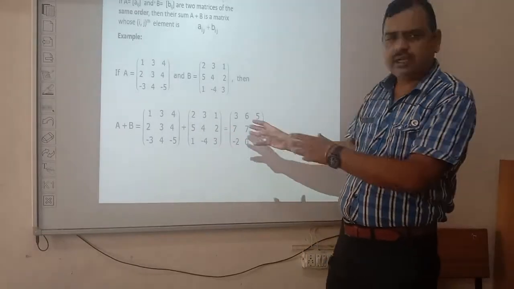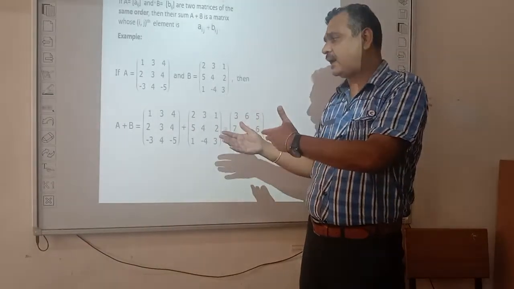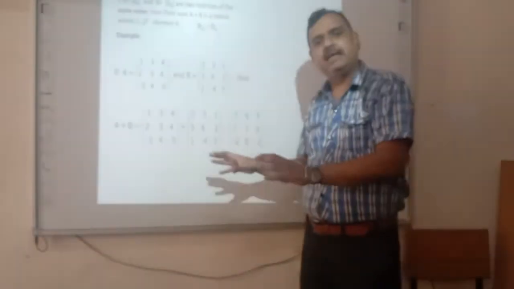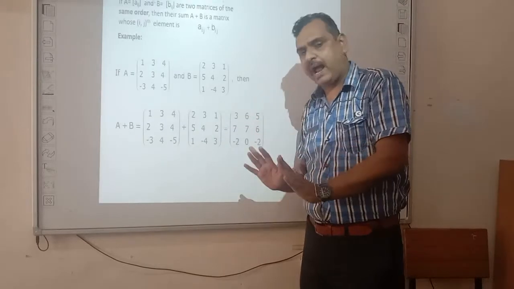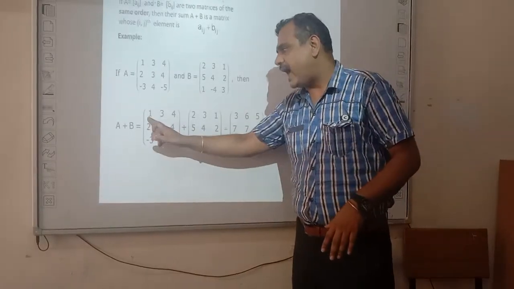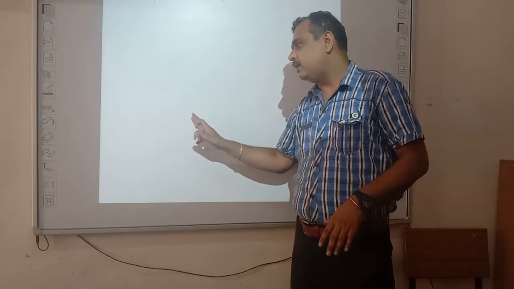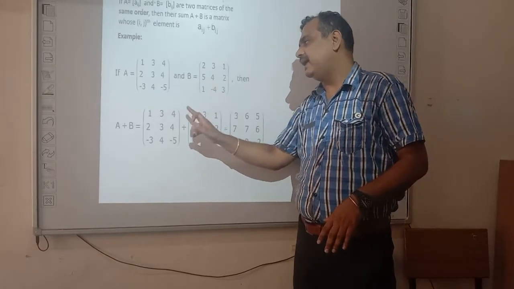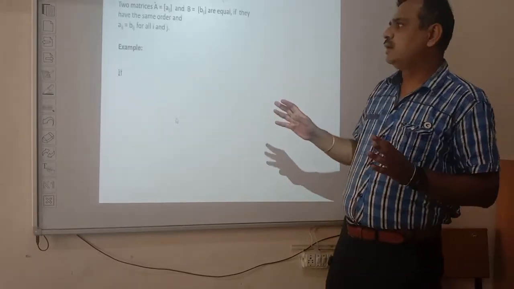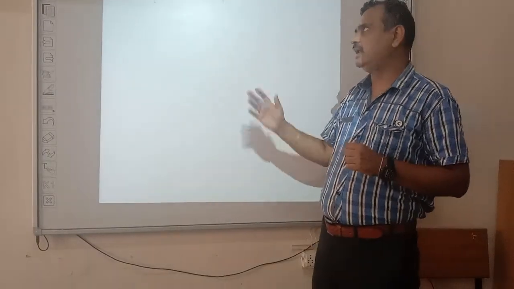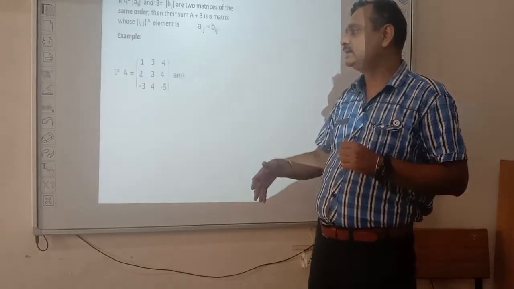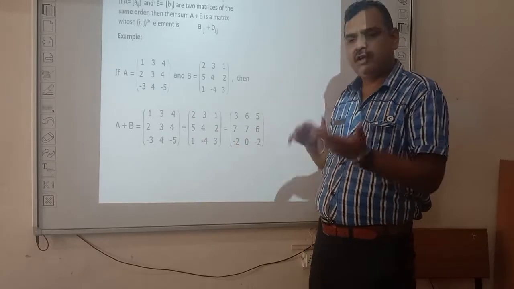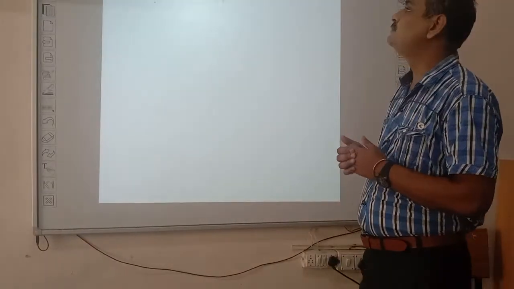Similarly for the other numbers. So in this way you can add, you can subtract. But you should have the same order. If you have the same order, only then can you add or subtract. And when you are adding, you have to add the first number to the first number, then the second number to the second number, then the third number to the third number. Okay, you got my point? So this is equality we discussed, and this is addition we discussed. One example we have taken, then the addition of A plus B. We got the answer. Move on.